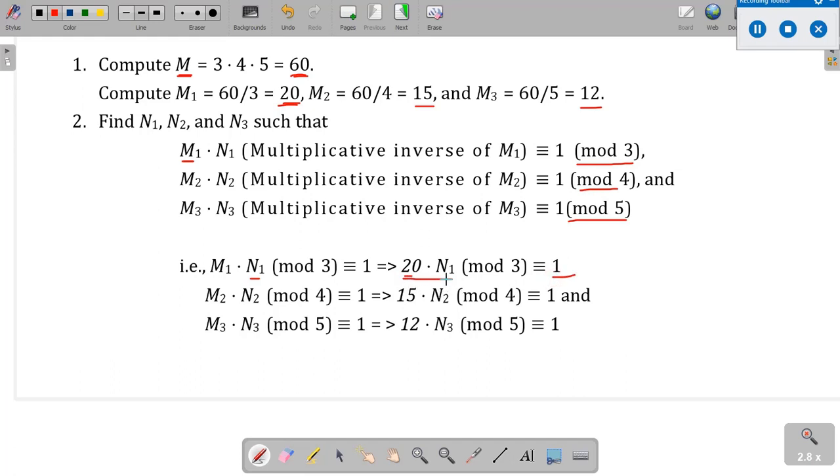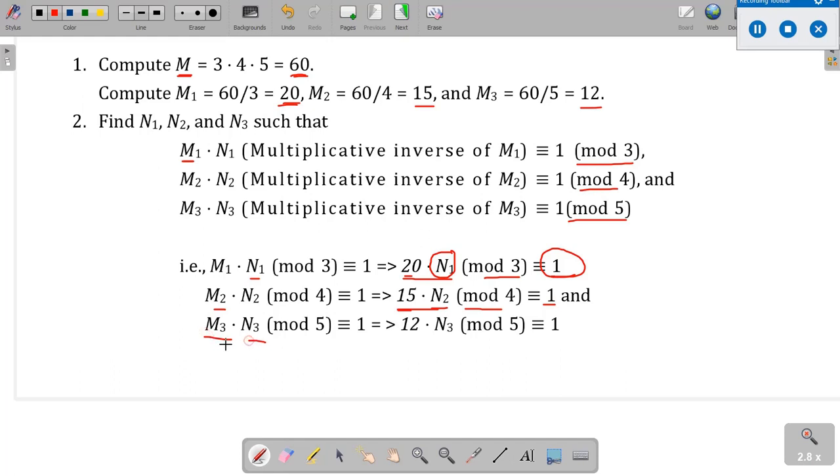20 और n1 के प्रोडक्ट को यदि हम 3 से डिवाइड करें तो मेरा रिमाइंडर 1 आना चाहिए। इसके लिए n1 की वैल्यू को हम हिट एंड ट्रायल से फाइंड आउट करेंगे। इसी तरह से m2 की वैल्यू 15 और n2 को हमें फाइंड आउट करना है बाय यूजिंग हिट एंड ट्रायल मेथड। We divide the product of m2, 15, and n2 by 4 and we check the remainder whether it is 1 or not.